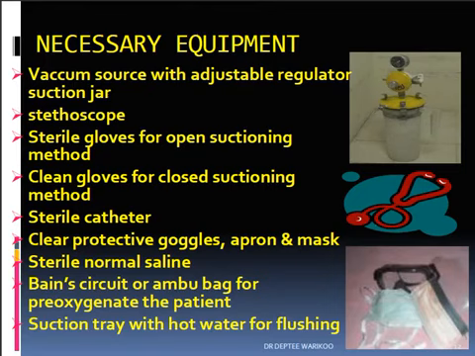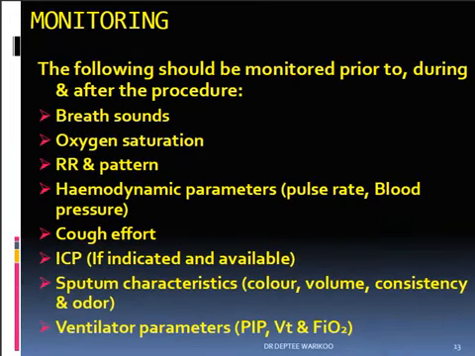First, vacuum source with adjustable regulator, suctioning jar. Then a stethoscope to auscultate. Sterile gloves for open suctioning method. Clean gloves for closed suctioning method. Catheters, sterile catheters. Clear protective goggles, apron and mask. Sterile normal saline. Bain circuit or Ambu bag is very important to pre-oxygenate the patient. Then suctioning tray with hot water for flushing.